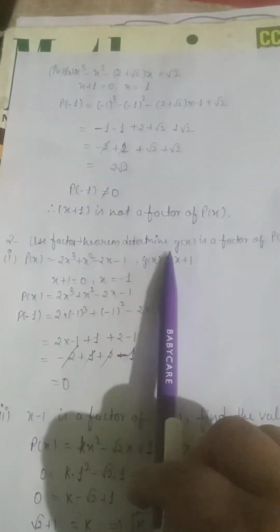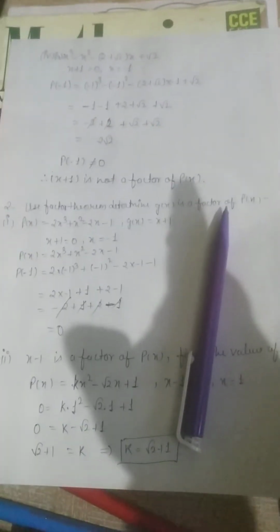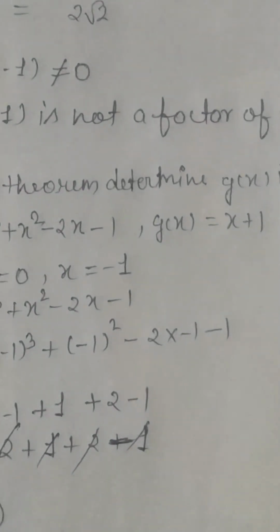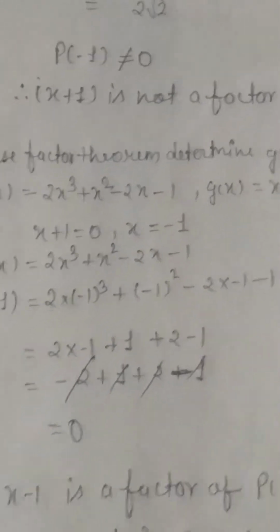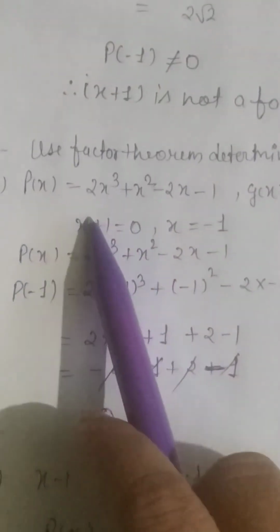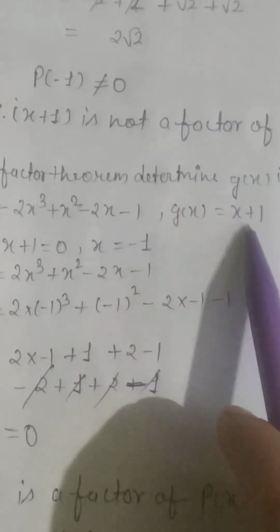Second question. Use the factor theorem to determine whether g(x) is a factor of p(x). Two polynomials are given to you, p(x) and g(x). They are asking whether g(x) is a factor of p(x) or not. So what will we do? The same procedure. We have to check for g(x). Here g(x) is x plus 1. I am doing the first part here. p(x) is given as 2x cube plus x square minus 2x minus 1. g(x) is x plus 1.